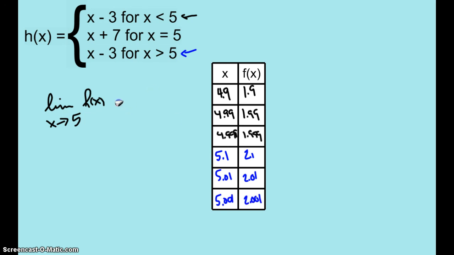It's pretty safe again to say, looking at the table, intuitively it looks like the limit of h of x as x approaches 5 is 2. And analytically later on this week you will find out that that limit is actually 2.